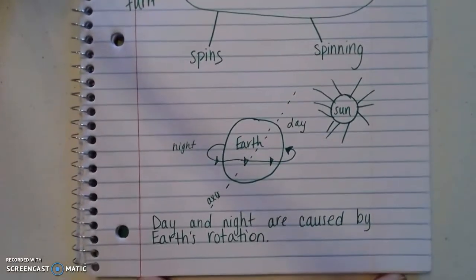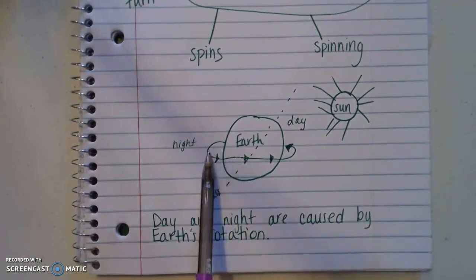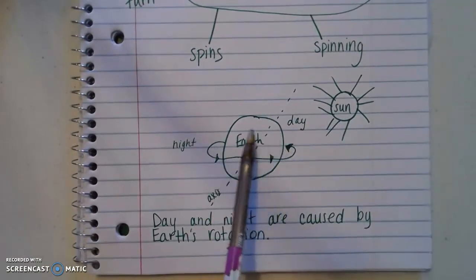And we have our model here where we have the sun and then the Earth, and these arrows are showing movement, showing how the Earth is rotating, and then day and night are caused by Earth's rotations. So that's just a quick review of what we did in our previous lesson. Would you please go to a new blank page?